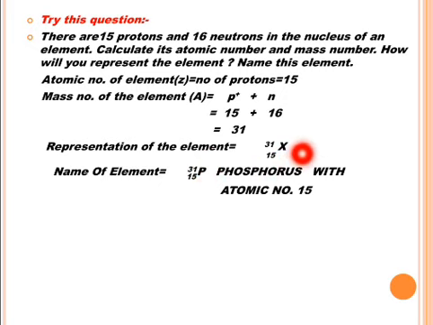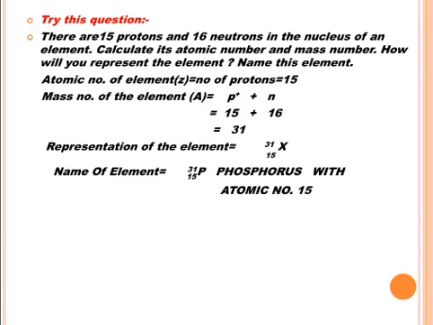So how can we represent this element? The name of this element is not given, so we represent it by X, writing its mass number as a superscript at the top on the left side of the symbol as 31, and the atomic number at the bottom on the left side of the element as a subscript. So 31X15 is the symbol of this element.